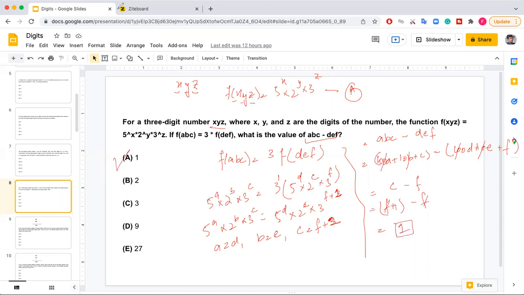So everyone got this? How I came up with this answer? Everyone else got this? Because this concept is pretty much common in this question.